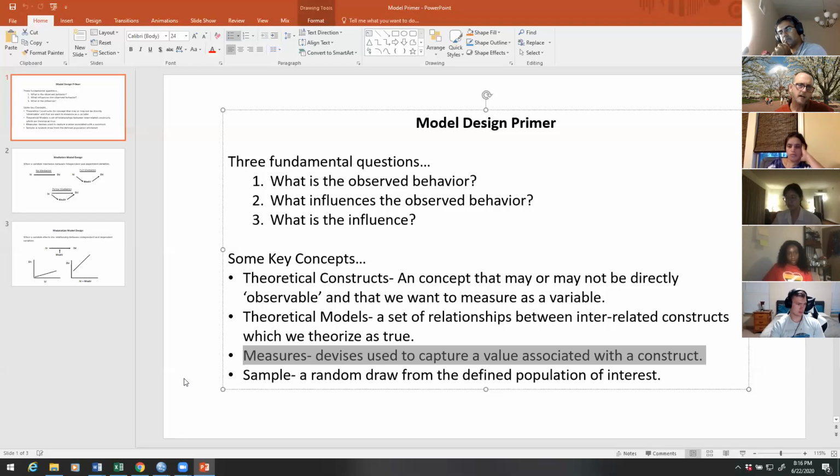Again, we spend a lot of time on measurement development. We just spent time on factor analysis. Anytime you create a survey, you think about the questions you're asking, you're thinking about the measures. You're devising ways to capture a value associated with a construct.